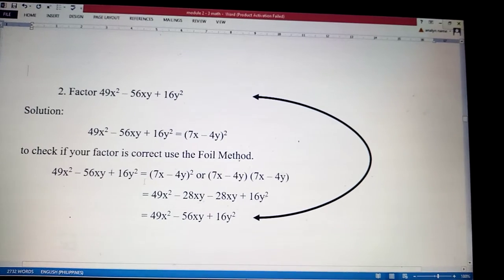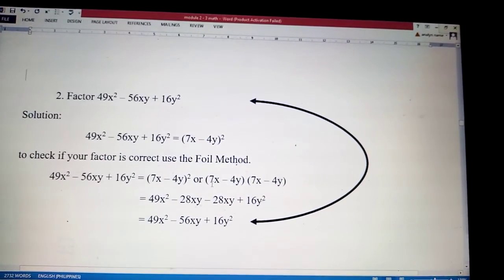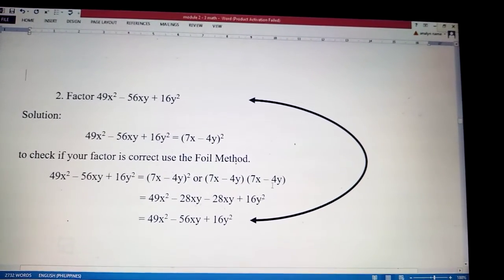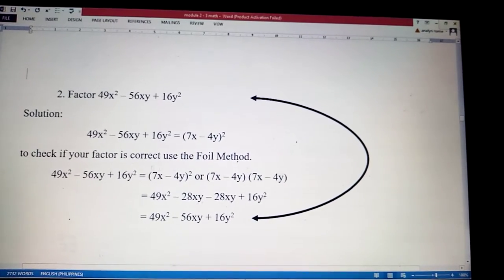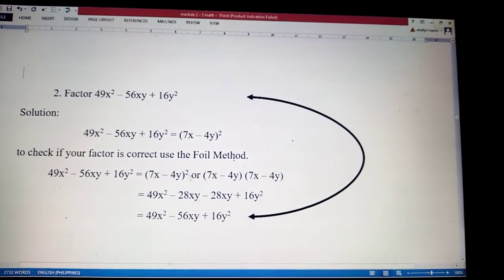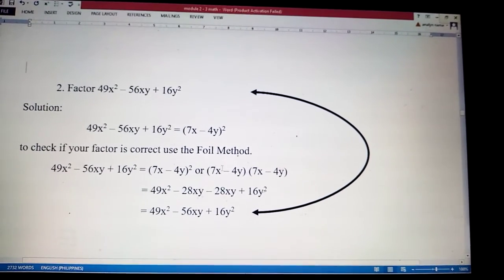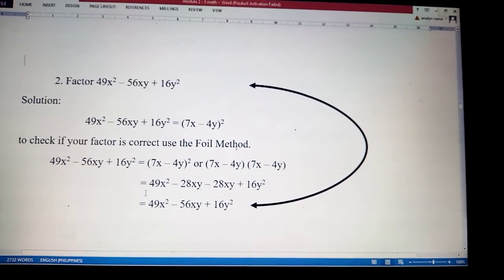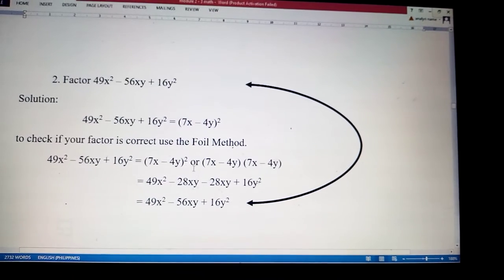So, 7x minus 4y squared is equal to 7x minus 4y times the quantity of 7x minus 4y. Equal lang po yung dalawa. Kasi may squared tayo dito. So, pag dinoble mo ito, equal lang din. Then, we will solve using the FOIL method.